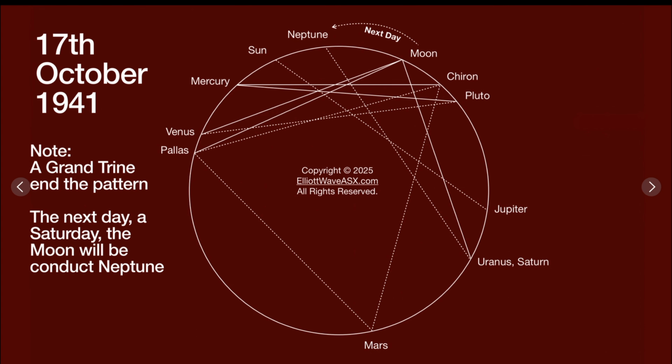Looking at a schematic for the 17th of October 1941 low, we see there's a grand trine that ended the pattern. And also the moon will be conjunct Neptune the next day, which will be a Saturday.